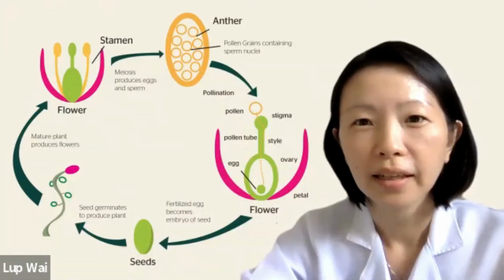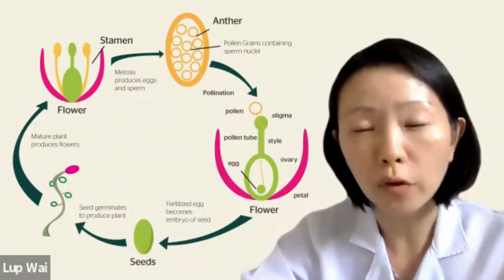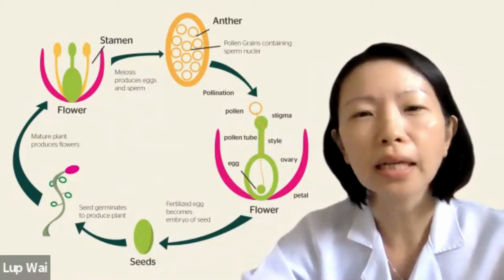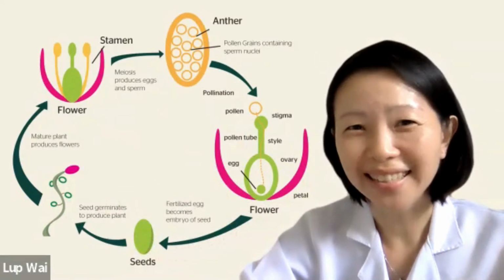Flowering plants reproduce by seeds, and non-flowering plants reproduce by spores. And today we are going to learn about flowering plants. In order for flowering plants to reproduce, they need the reproductive organs. So let's take a look at that.